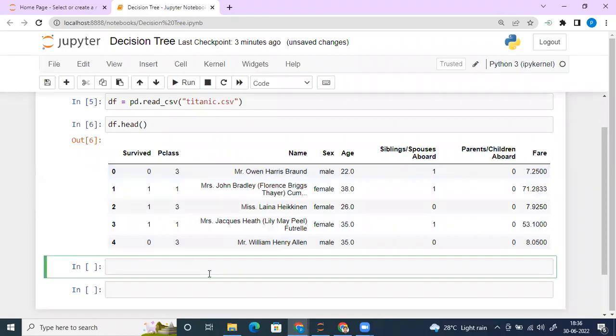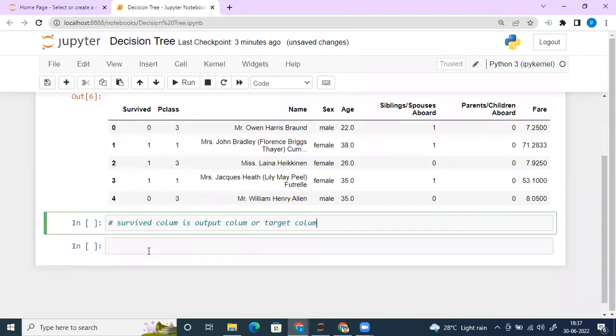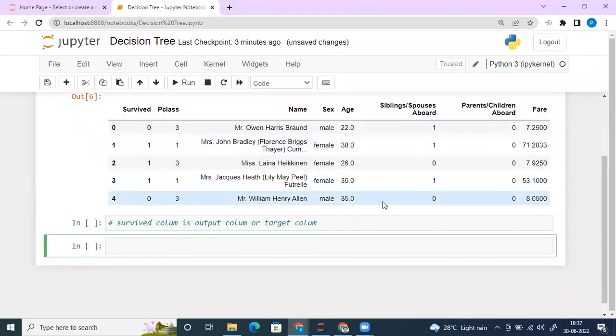First of all, you've seen the same data, everyone. Come on. Survived. Very good. So we can say that the survived column is the output column or target column, right? Perfect. Okay. Next. Is it a classification task or a regression task?